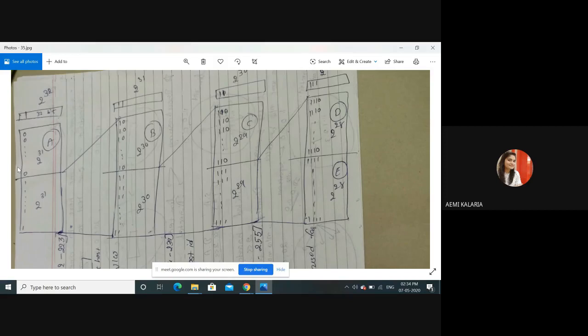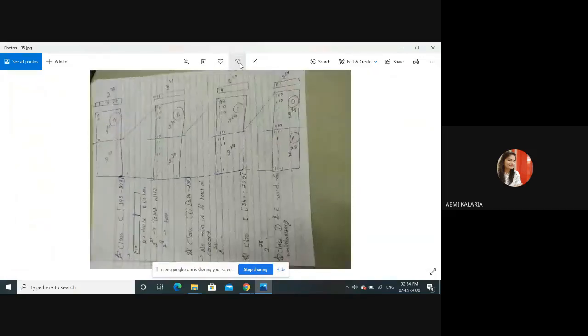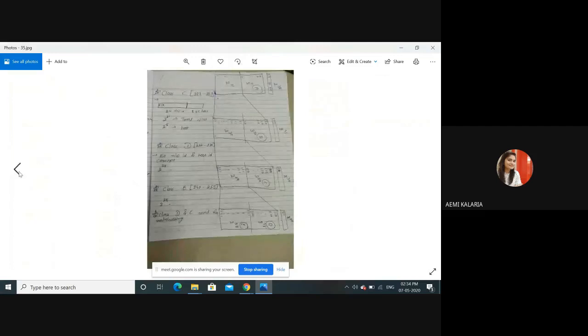From this diagram you can simply conclude that whenever I'm dealing with class A, the first bit 0 is constant. Whenever I'm dealing with class B, 10 is constant. Class C, 110 is constant. Class D, 1110 is constant. And class E, 1111 is constant. After that, the variable bits can be 0 or 1, it's the user's choice. So these are the fixed bits according to IPv4 addressing. The same thing I discussed in the previous example also.